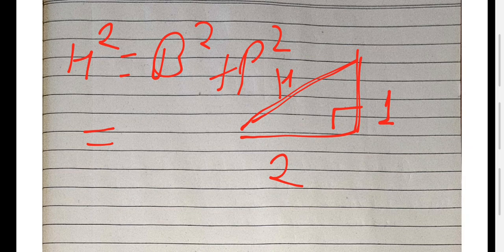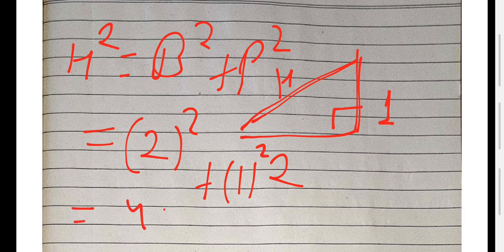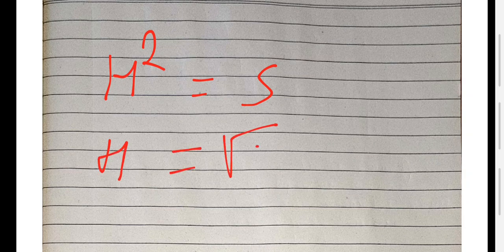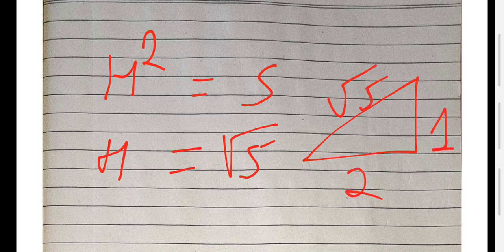So what is the value of base? Base is 2, then 2 square, and the perpendicular is 1 square. So you get 4 plus 1, what will you get here? 5. It means hypotenuse square is 5. So when you find the value of the hypotenuse, it becomes under root 5. So when you take 2 here and 1 here, it becomes under root 5 with the help of the Pythagoras theorem. By using that concept only, we have to construct for that question.